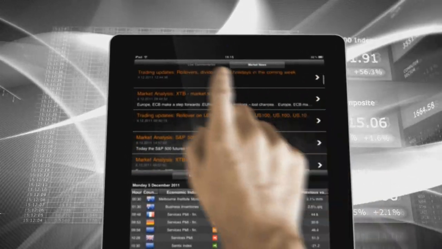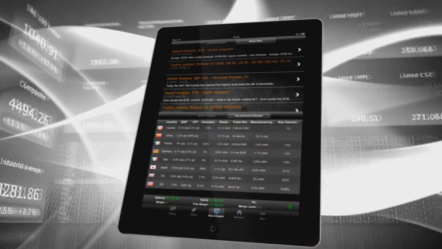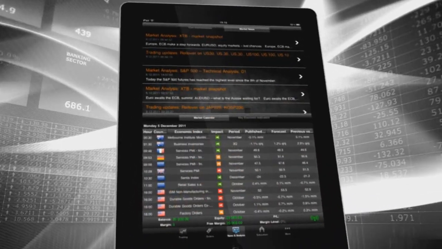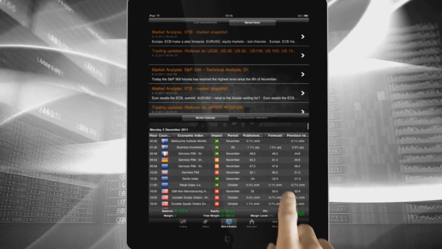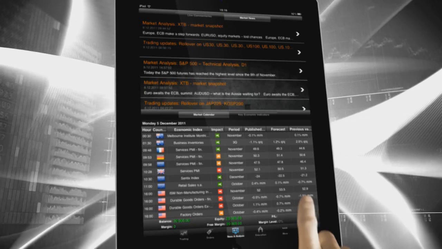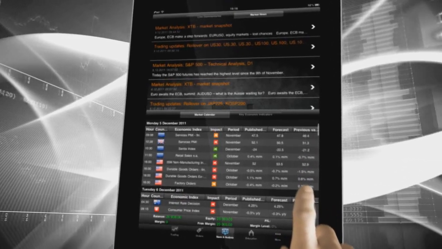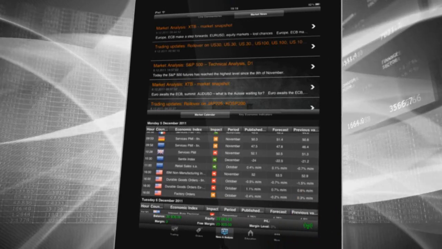The upper section features live comment videos and market news, with the lower section featuring the market calendar and key economic indicators. The market calendar, the center of key economic global events, shows the time of publication, country, economic index and importance of the event, called impact.